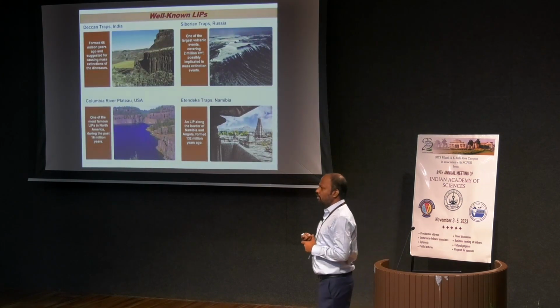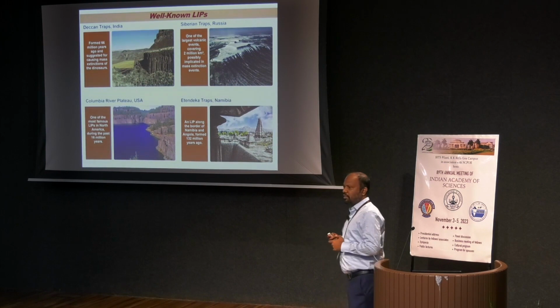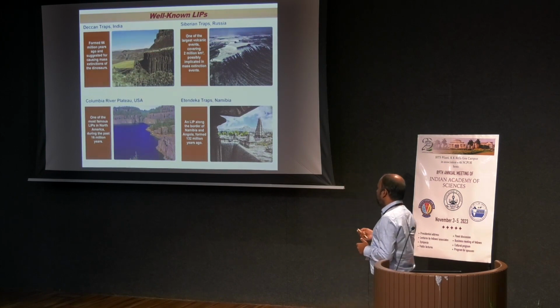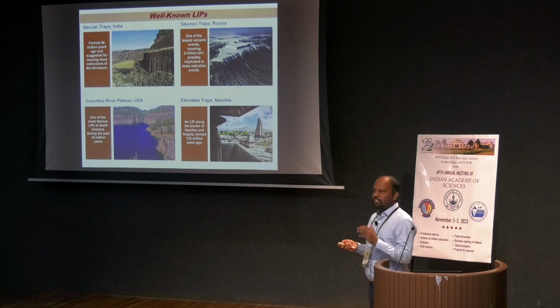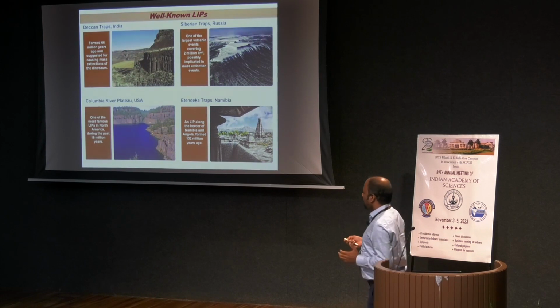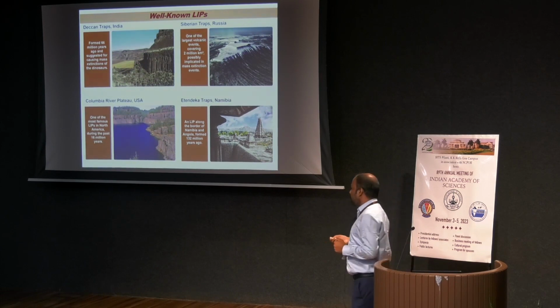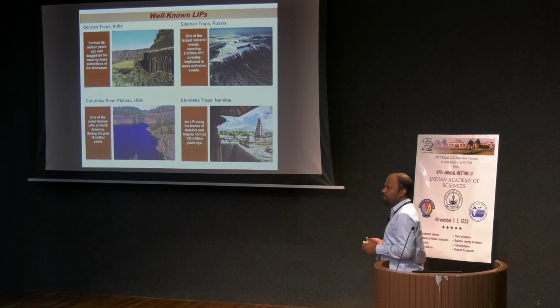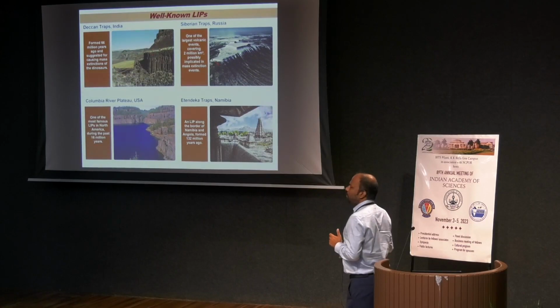I have summarized several well-known LIPs of the world. One of the important LIPs I was talking about, the Deccan large igneous province, has an age of 65 to 66 million years. The Siberian Traps has an age of about 250 million years. The Columbia River Plateau in the USA has an age of 16 million years, and there is the Etendeka LIP in Namibia. But you can see these LIPs are mostly recent.